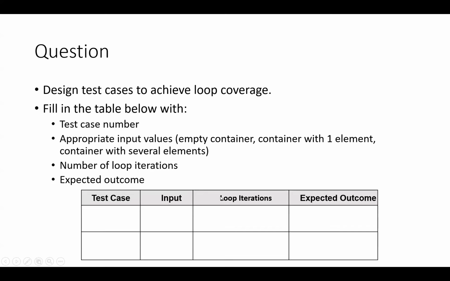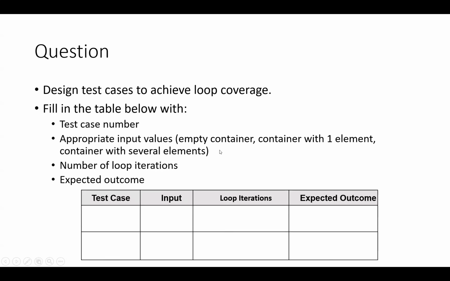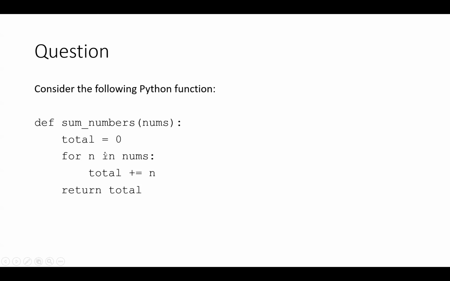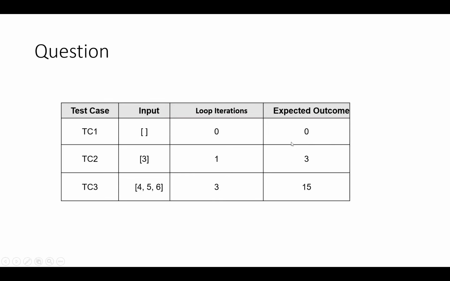So this question asks you to do a loop coverage, and this is how you're going to do it. So same sort of setup, right? Empty container, container with 1 element, container with several elements. So you could put your 3 test cases. Here I put for the empty container, right? So empty container, how many times is the loop going to be iterated? 0. Why? Because it checks for an element in the container. If the container is empty, it has no element, right? So the loop is not going to be iterated any times, and it's going to return a total of what? Total was initialized 0 and was never changed, right? So that's how this expected outcome is 0.